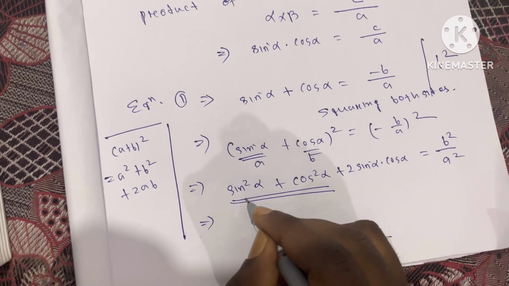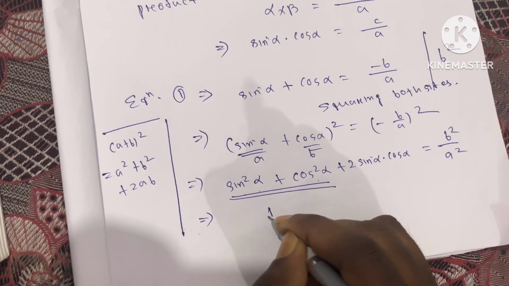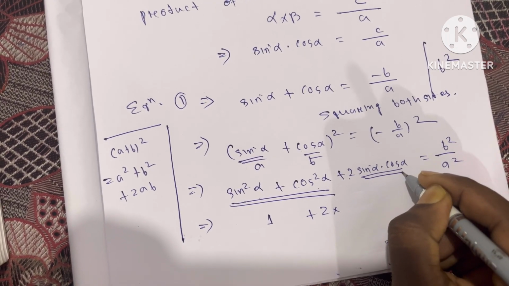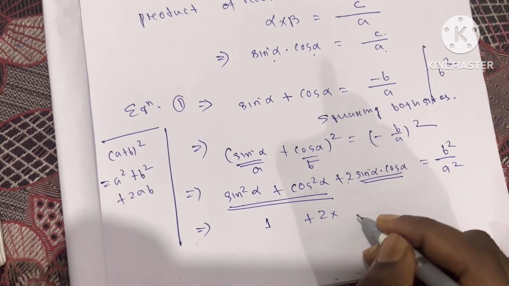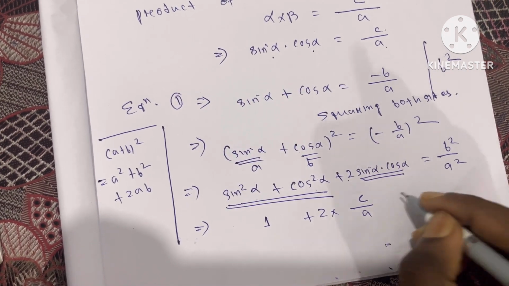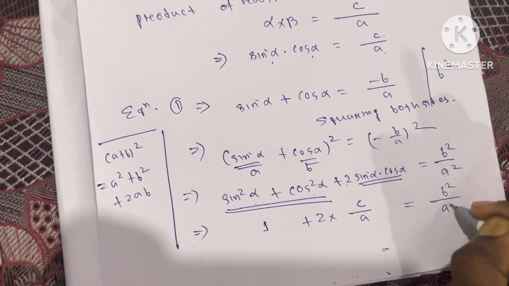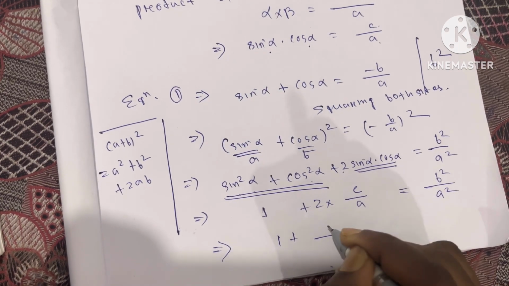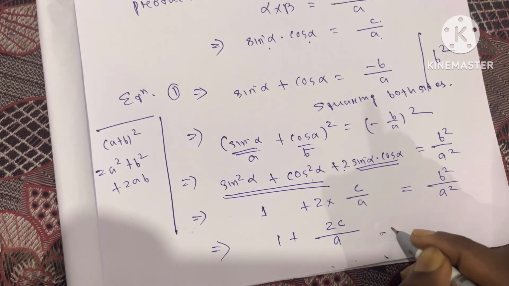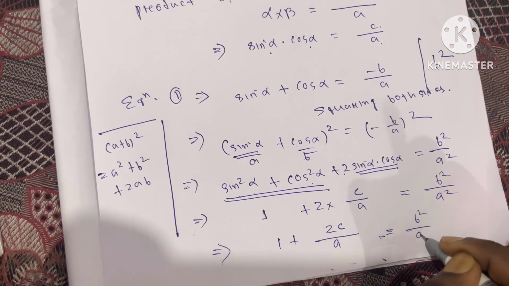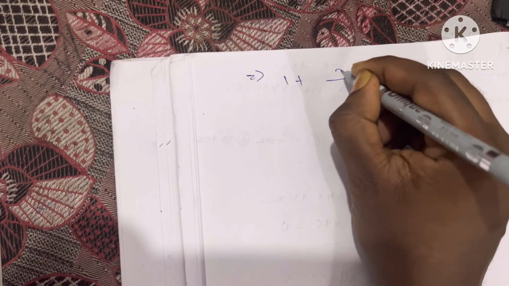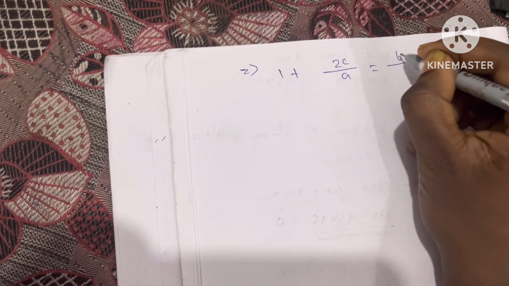Using the trigonometry identity sin square plus cos square alpha, we get 1, and then 2 into sin alpha into cos alpha. Sin alpha into cos alpha means c by a, so I can write c by a, which is equal to b square by a square. Simplifying, 1 plus 2c by a is equal to b square by a square.